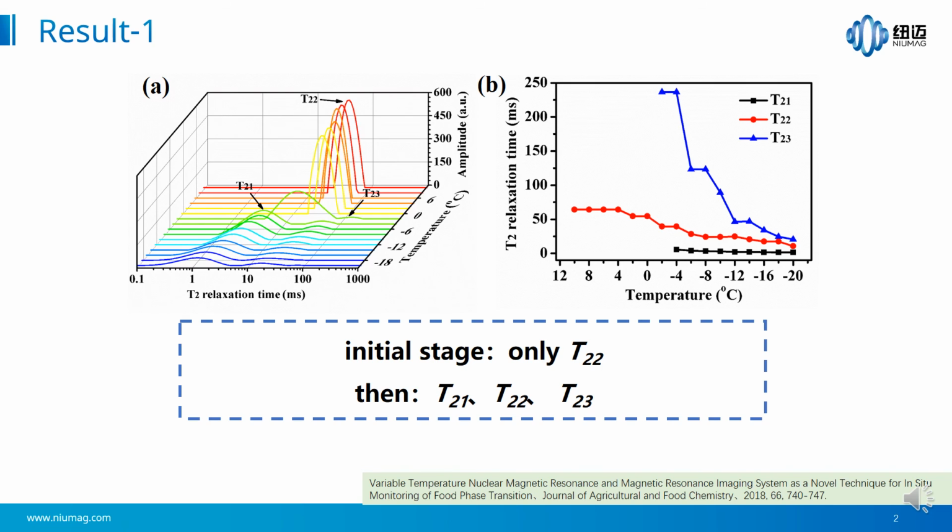T21, the confined water, basically has no change, and T22, the bound water, moves to the left. T23, free water, changes the most obviously. As the temperature decreases, T2 becomes shorter, indicating that it has become bound water.